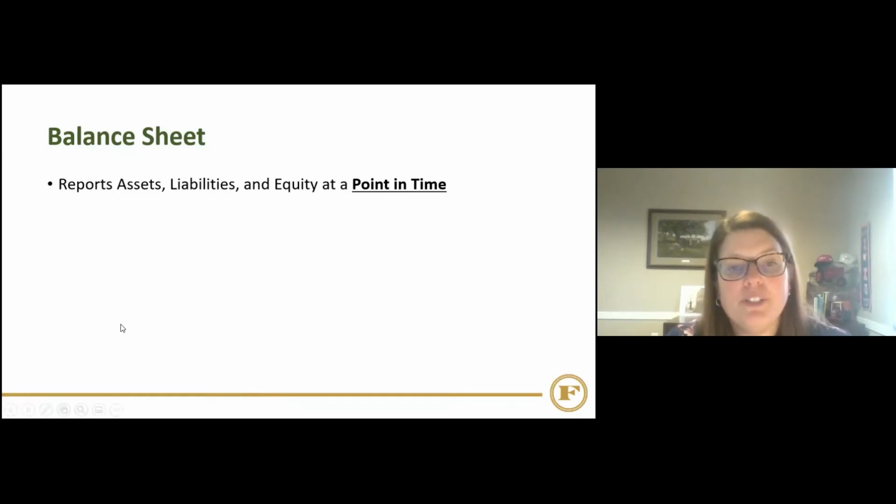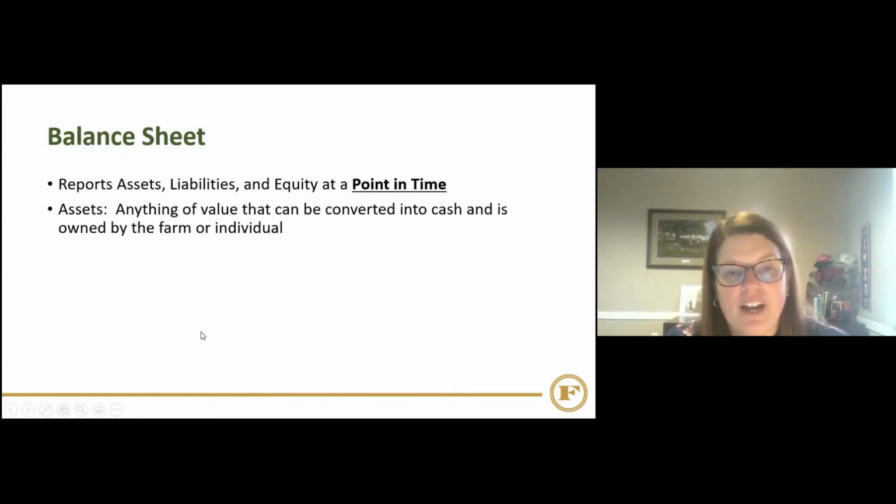There are three components to a balance sheet. You have the assets, which are anything of value that can be converted into cash and is owned by the farm or the individual. It is common to do a balance sheet that has both farm assets and debts, as well as personal assets and debts. You can do them separately or together, but most ag lenders will want them both in some form. I always do my own with both, because again, farm operation, farm families, the lines are very blurred on that.